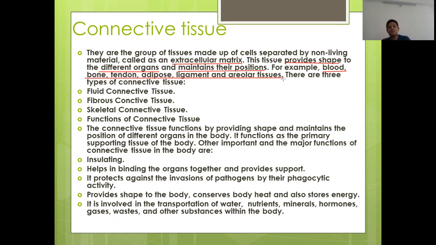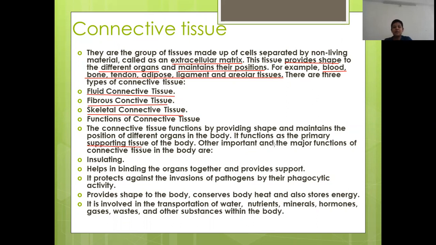There are three types of connective tissue: fluid connective tissue, fibrous connective tissue, and skeletal connective tissue. Now we will talk about functions of connective tissue. The connective tissue functions by providing shape and maintaining the position of different organs in the body. It functions as the primary supportive tissue of the body.